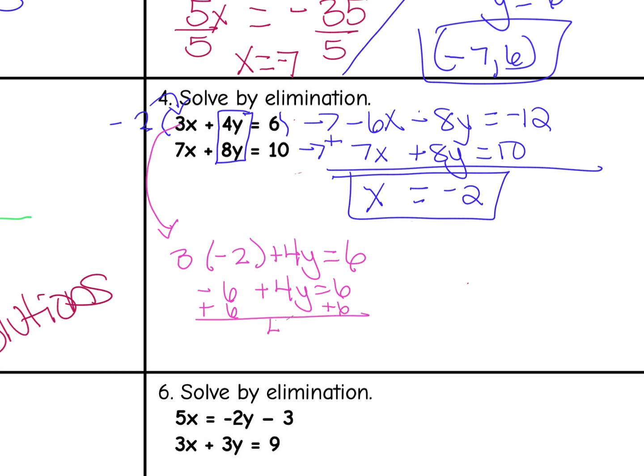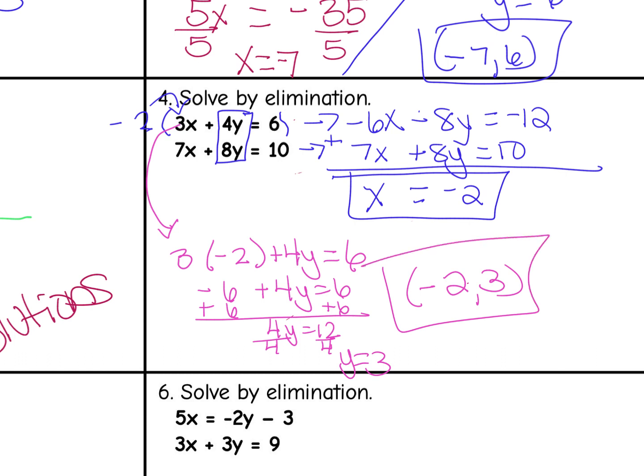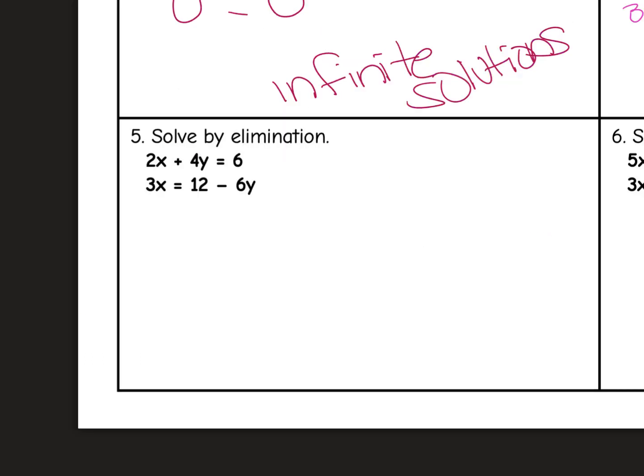Leaves me with 4y equals 12, and then divide both sides by 4, y equals 3. So the ordered pair solution for this equation is negative 2, 3. Let's take a look at number 5 together.